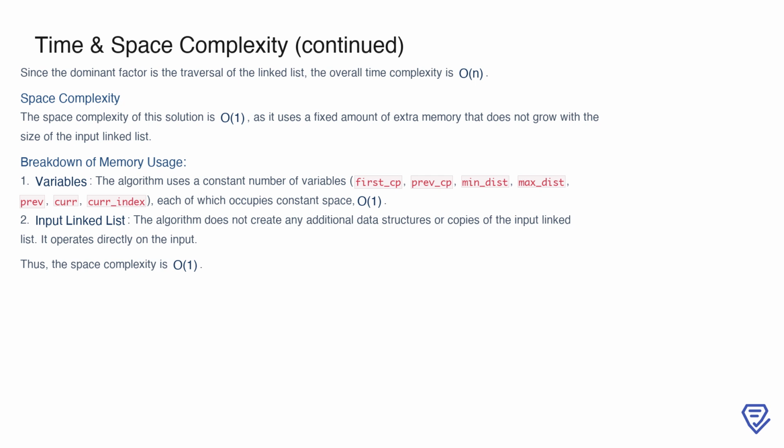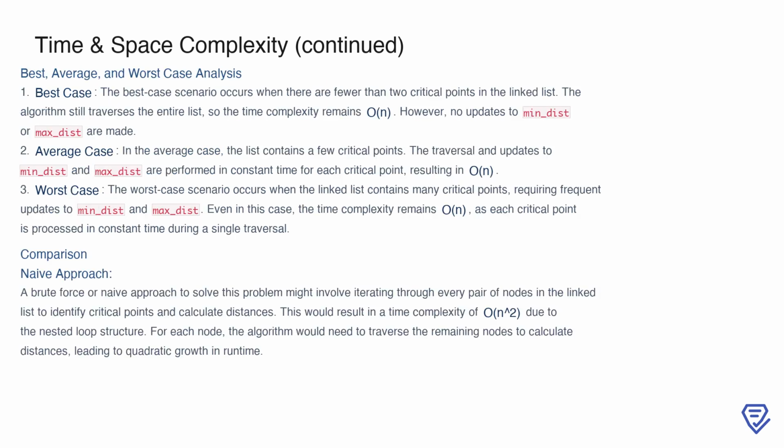Importantly, the algorithm does not create any additional data structures or make copies of the input linked list. It operates directly on the input provided, without allocating space proportional to the size of the list. Therefore, the memory usage remains constant, regardless of the number of nodes in the list, resulting in a space complexity of O(1). Let's examine the best, average, and worst-case scenarios for this solution.